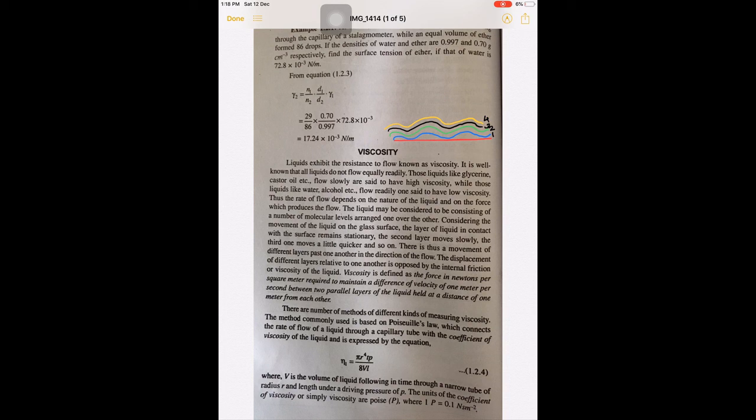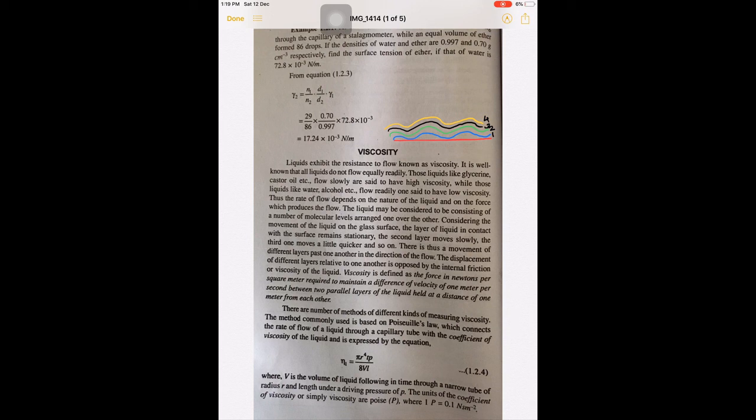There are a number of different methods used for measuring the viscosity of a liquid. The commonly used method is Poiseuille's law, which connects the rate of flow of liquid through a capillary tube with the coefficient of viscosity of the liquid. By use of this method, that is Poiseuille's law, we can measure the viscosity of different liquids. The expression is eta equals pi r raised to 4 t P divided by 8 V L.